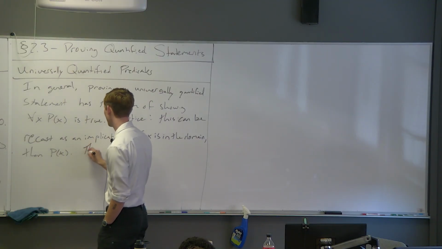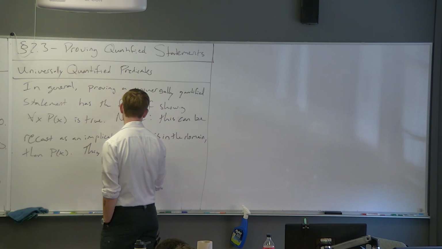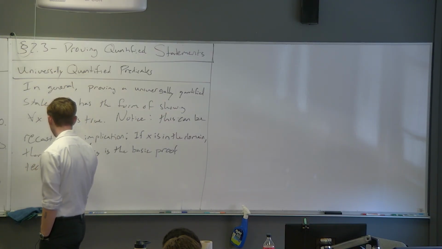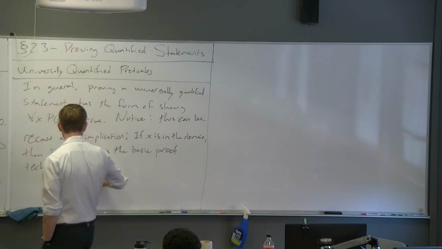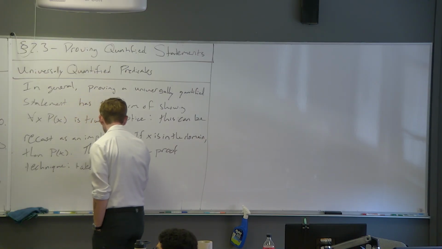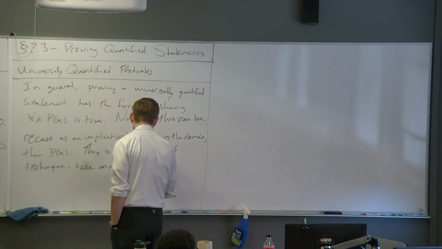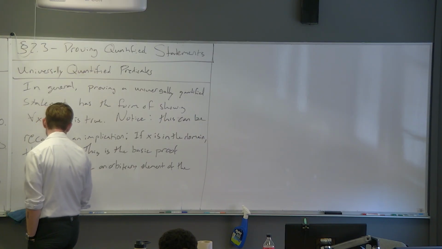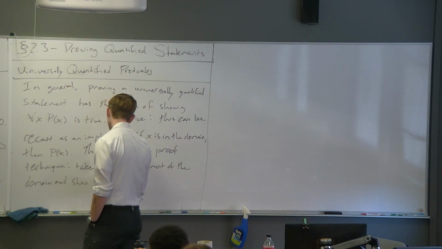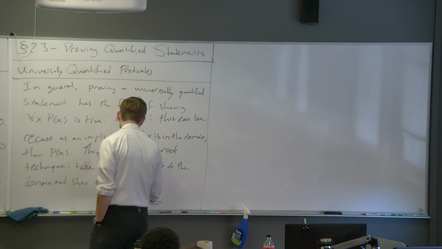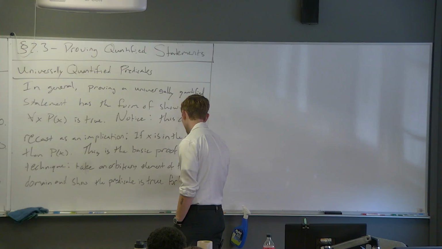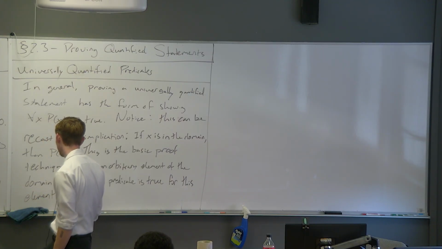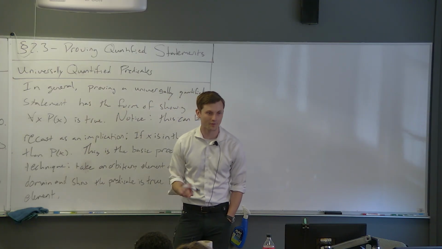So this is the basic proof technique. Take an arbitrary element of the domain and show the predicate is true for this element, i.e. when you instantiate at that particular value, right?